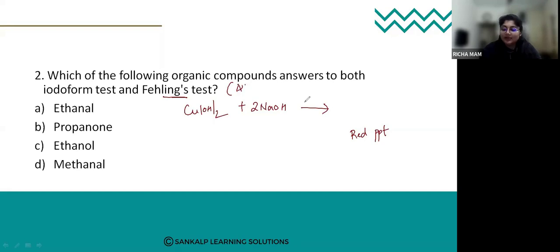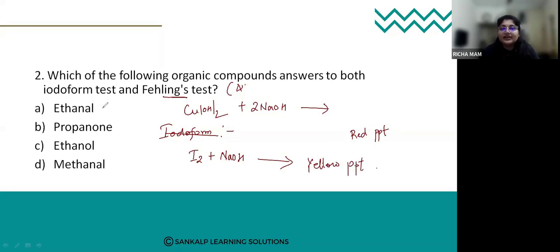Next is your iodoform test. What is seen in the iodoform test? Here, if you have an aldehyde, it will react with iodine in the presence of a base like NaOH, and it gives you a yellow precipitate.